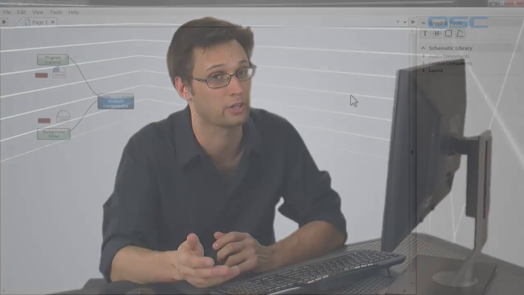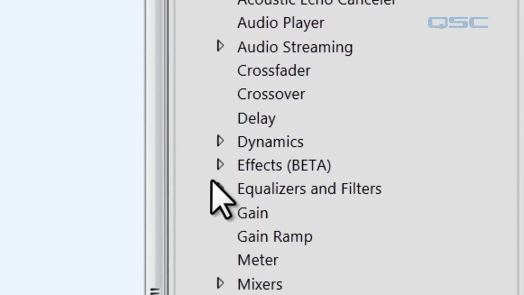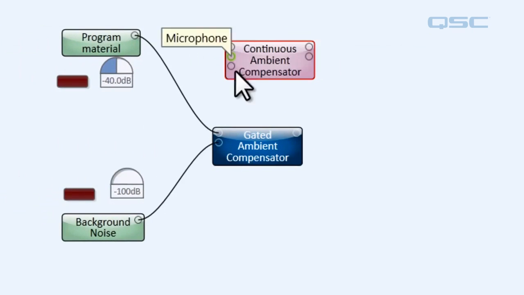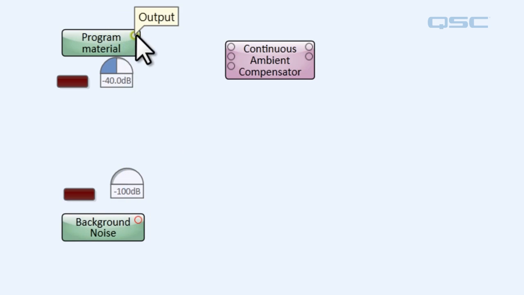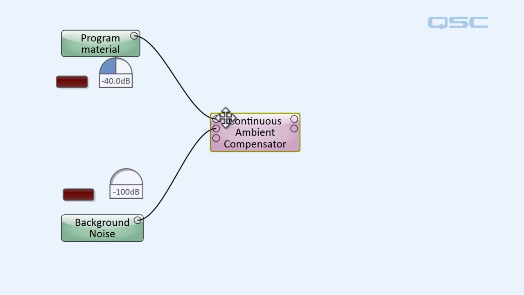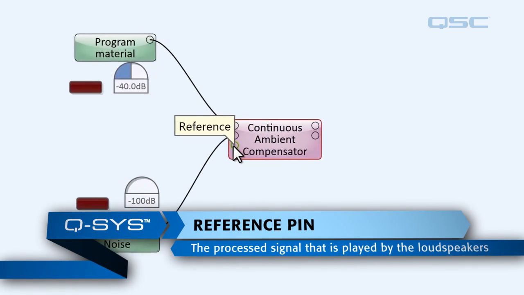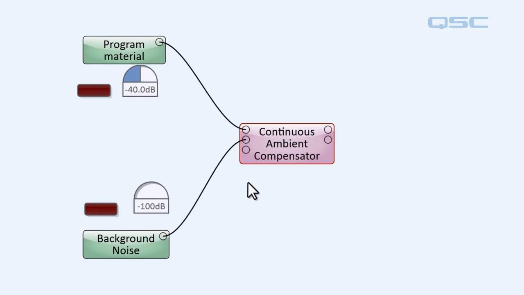Now this is a more processor intensive component, so it's going to be using more of your digital processing power. So, we go to Audio Components, Dynamics, and drag a Continuous Ambient Compensator into our schematic. Let's just delete the gated one, and we'll rewire our program material and background noise to our new compensator. You may notice that we have a third pin here, the reference pin. The reference pin represents what the loudspeakers in your room are broadcasting. That way the compensator knows what to attempt to delete from the microphone input.